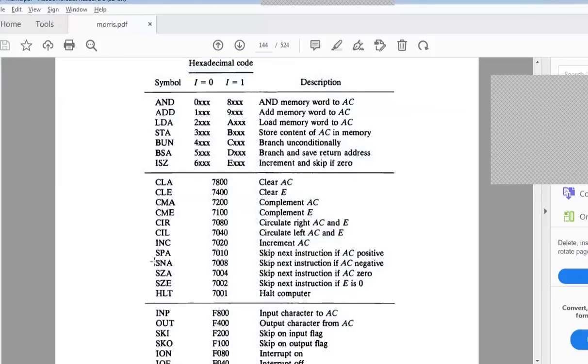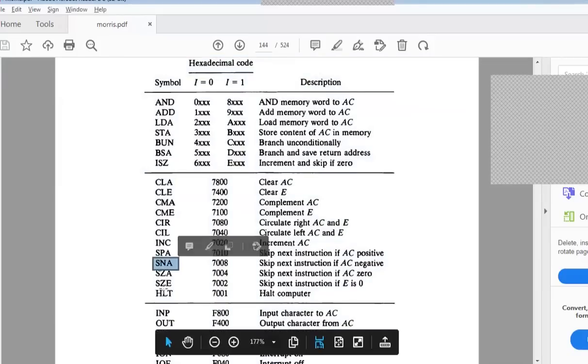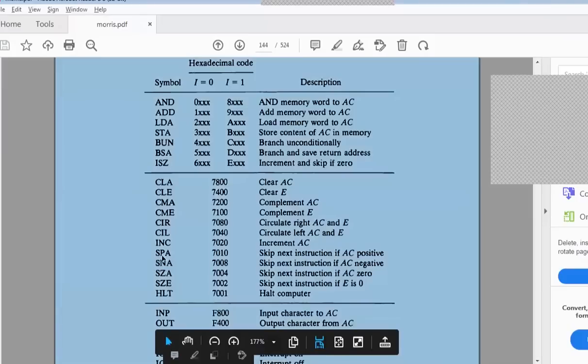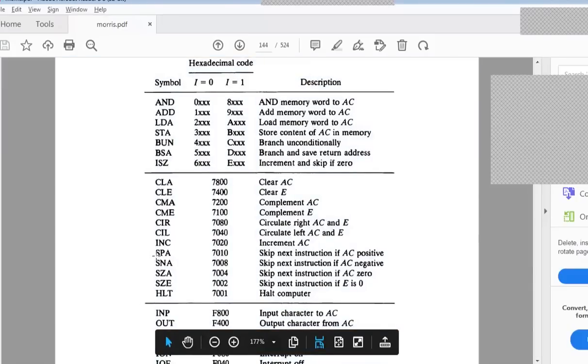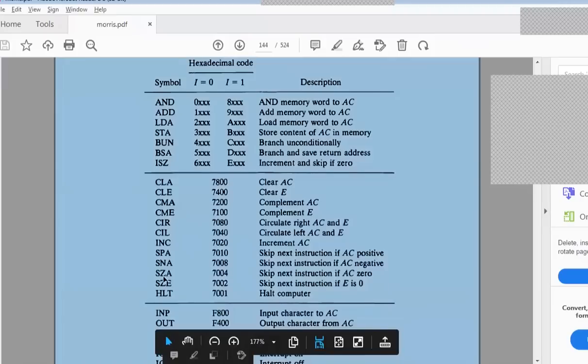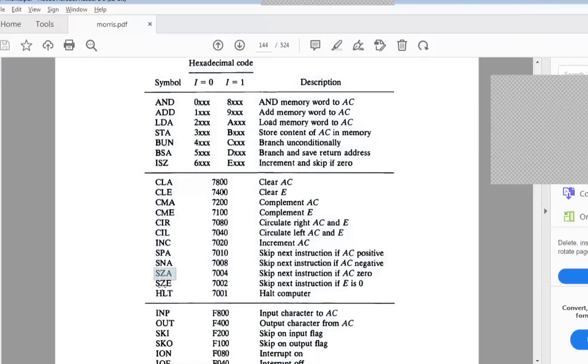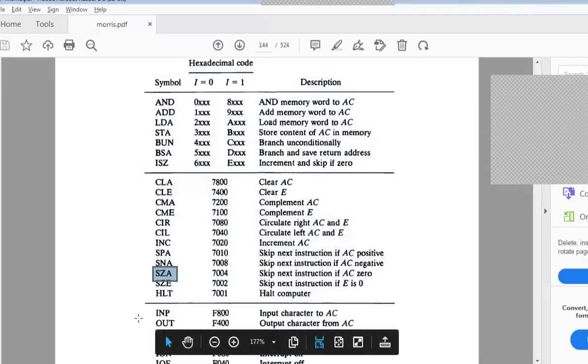Okay. Similarly, the next instruction is SNA. SNA stands for skip the instruction if accumulator is negative. N stands for negative. P stands for positive. Okay. So SPA, SNA. Z here stands for 0. Skip the next instruction if accumulator is 0. Similarly, skip the instruction if E is 0.